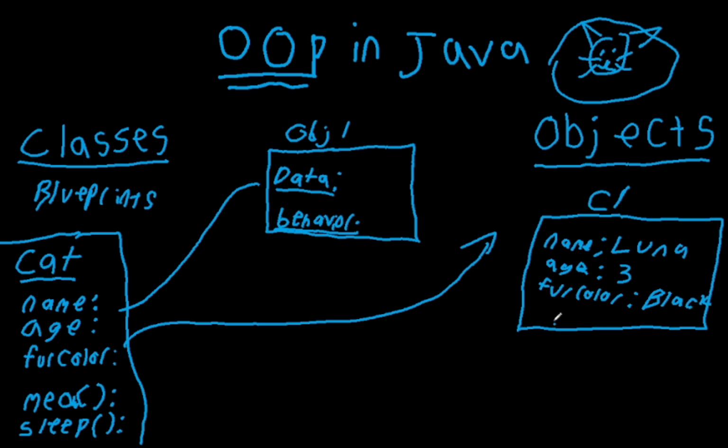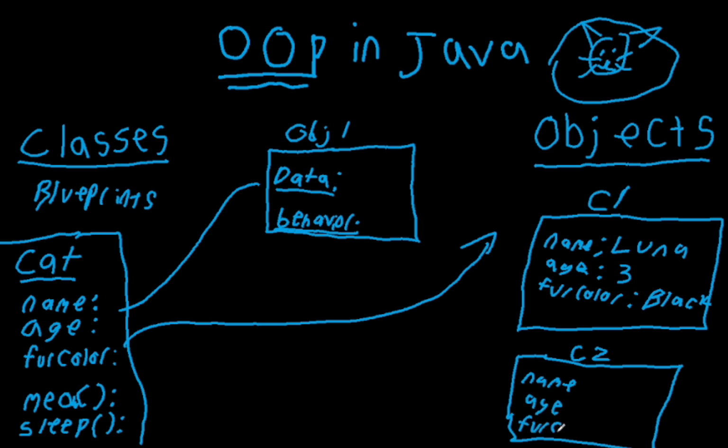A cool thing about object-oriented programming is that once we have our blueprint, we can create as many classes as we'd like. So we can create another cat, a friend for Luna. And we'll call it C2. Name, age, and fur color. We'll call this cat Pluto. Age will be 4. Fur color is yellow.